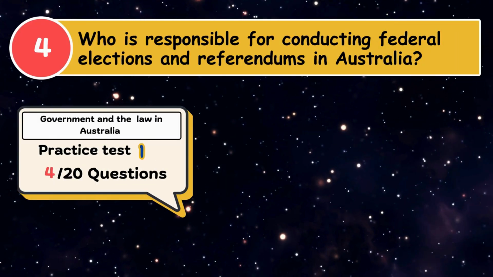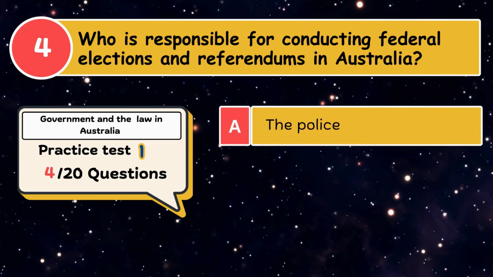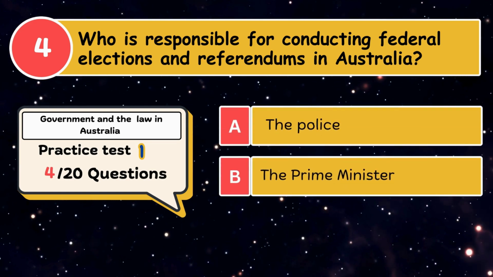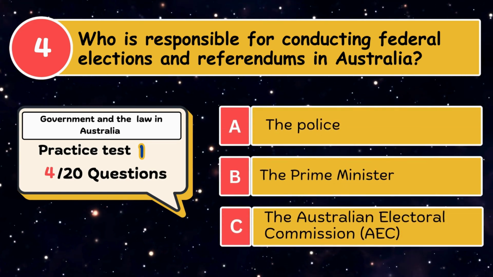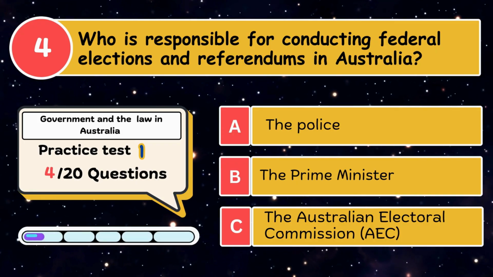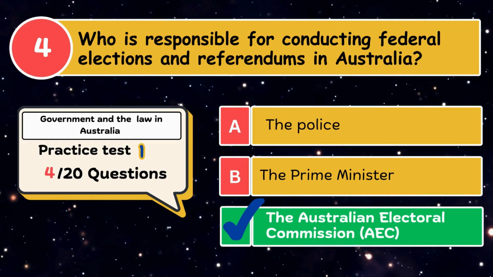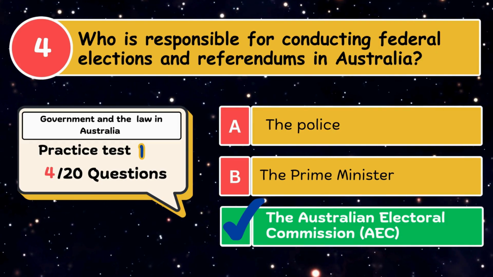Who is responsible for conducting federal elections and referendums in Australia? A. The police. B. The Prime Minister. C. The Australian Electoral Commission, AEC. The correct answer is the Australian Electoral Commission, AEC.